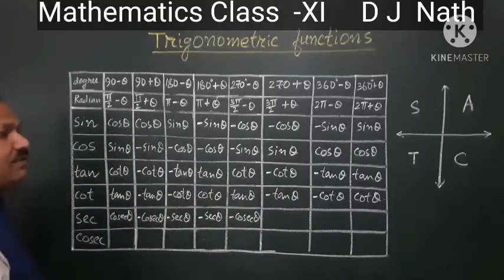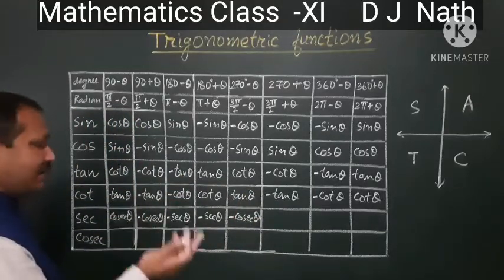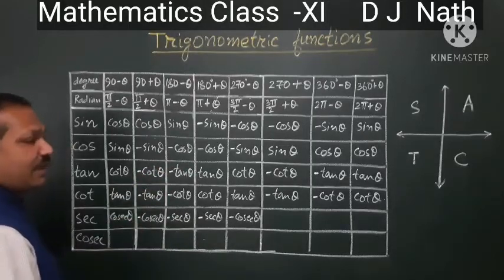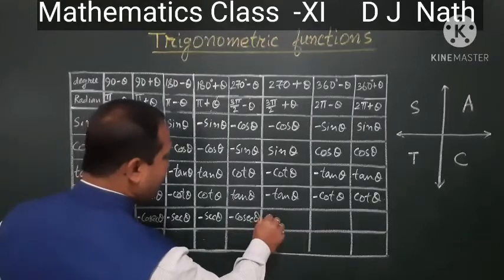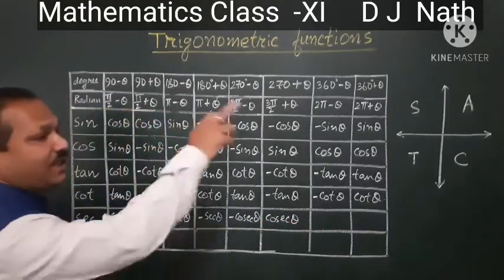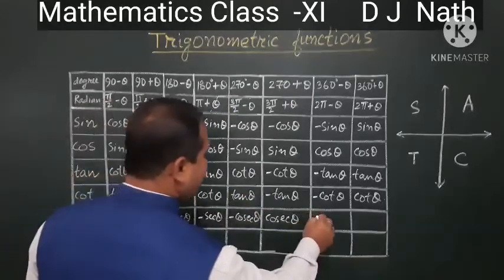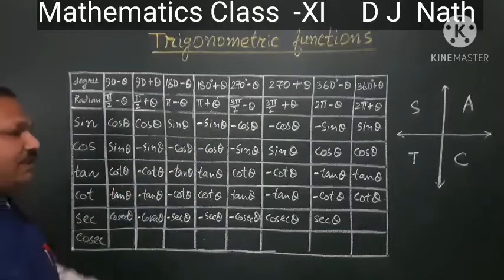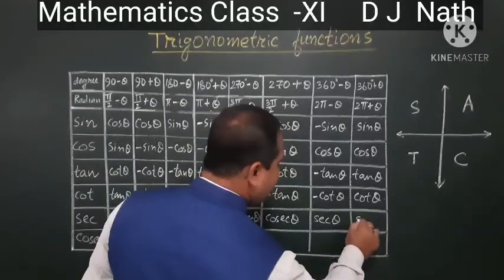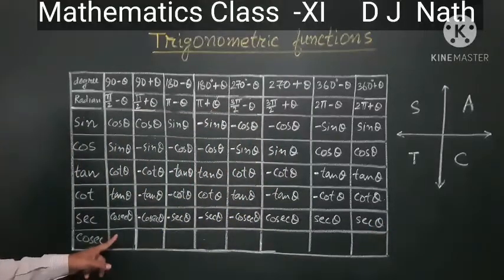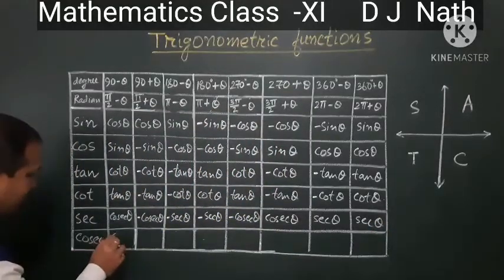270 plus theta, fourth quadrant, sec and cosec are... sec is positive, so it is only cosec theta. If it is 360 minus theta, it is only sec theta. Sec theta will remain the same for 360, so it is sec theta only. Same here, cosec; 90 minus theta is sec theta.